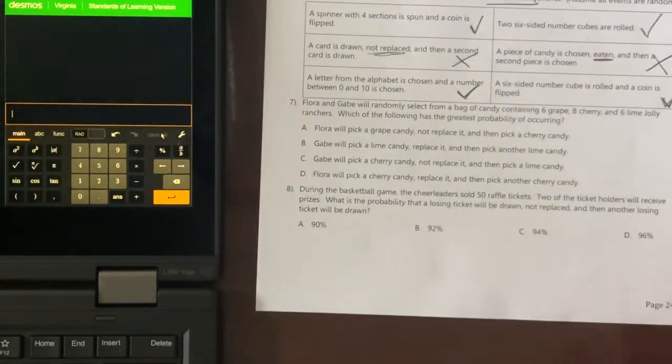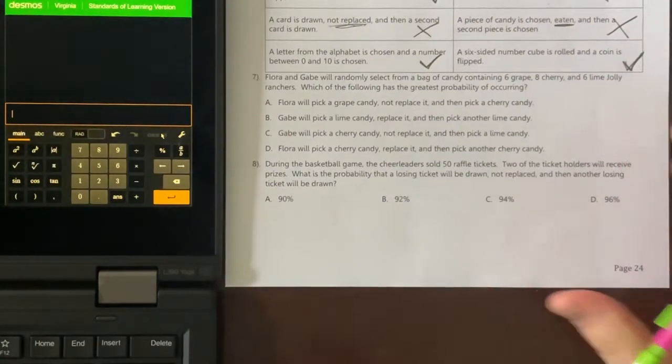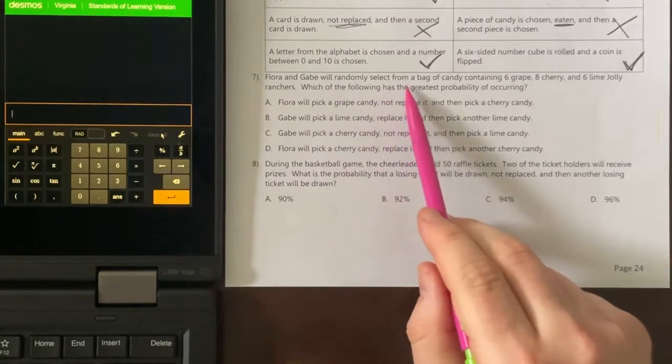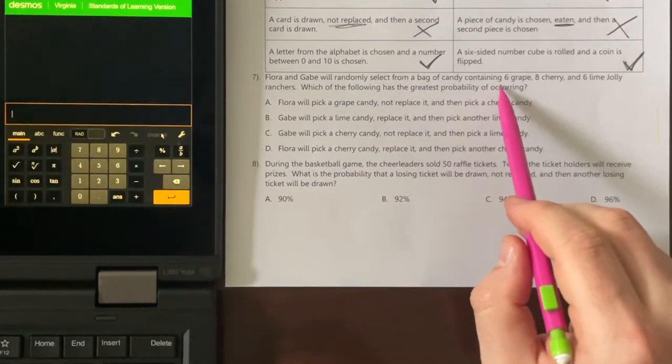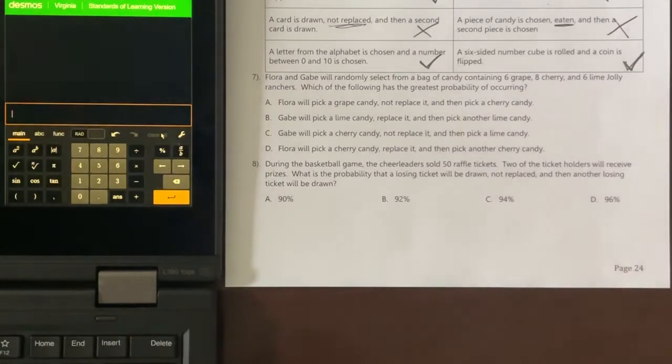All right, and then still moving to number 7. For number 7, it says Flora and Gabe will randomly select from a bag of candy containing 6 grape, 8 cherry, and 6 lime Jolly Ranchers. Which of the following has the greatest probability of occurring? All right.